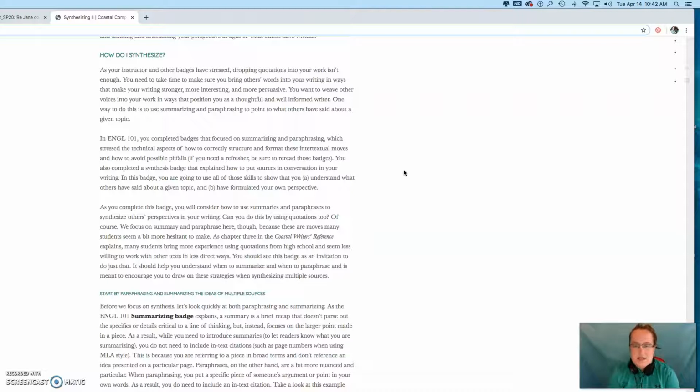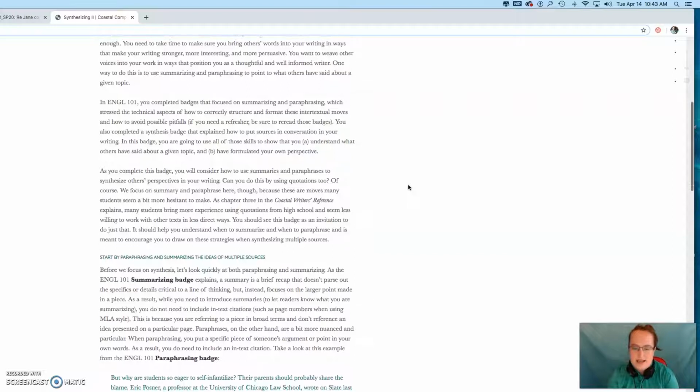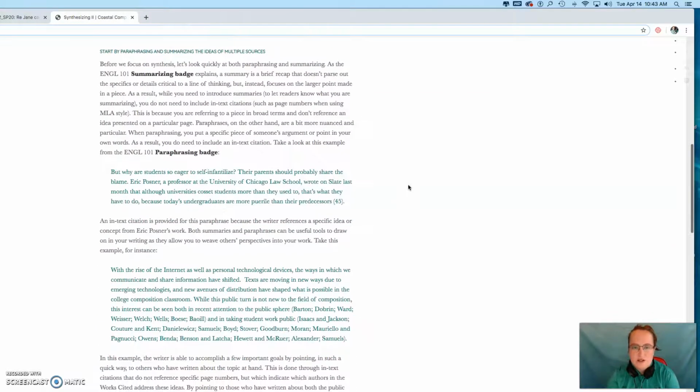And I know that we've all done a summarizing badge before, so we want to understand that summarizing and paraphrasing are really important to combine the ideas of multiple sources. So just remember that when you're synthesizing something, you're trying to take an idea from chapter 1 of Read Jane and chapter 5 of Read Jane and synthesize them together to try to make your point. Okay?